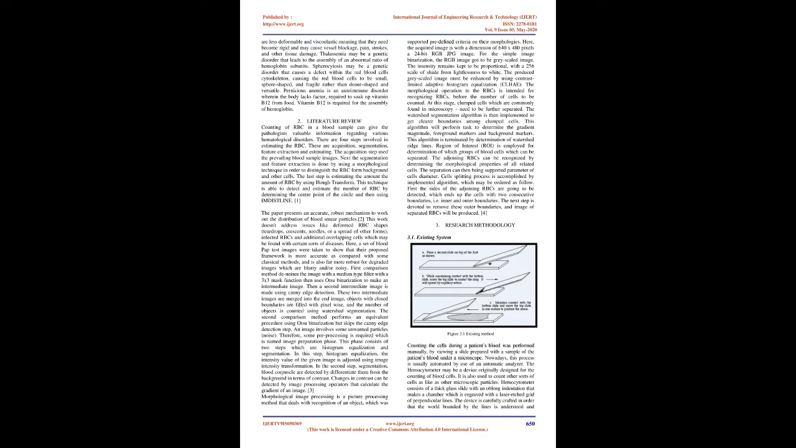Anemia is a disease characterized by low oxygen transport capacity of the blood, due to low red cell count or some abnormality of the red blood cells or the hemoglobin. Sickle cell disease is a genetic disorder that leads to abnormal hemoglobin molecules. When these release their oxygen load in the tissues, they become insoluble, leading to misshaped red blood cells. These sickle-shaped red cells are less deformable and viscoelastic, meaning that they become rigid and may cause vessel blockage, pain, strokes, and other tissue damage.